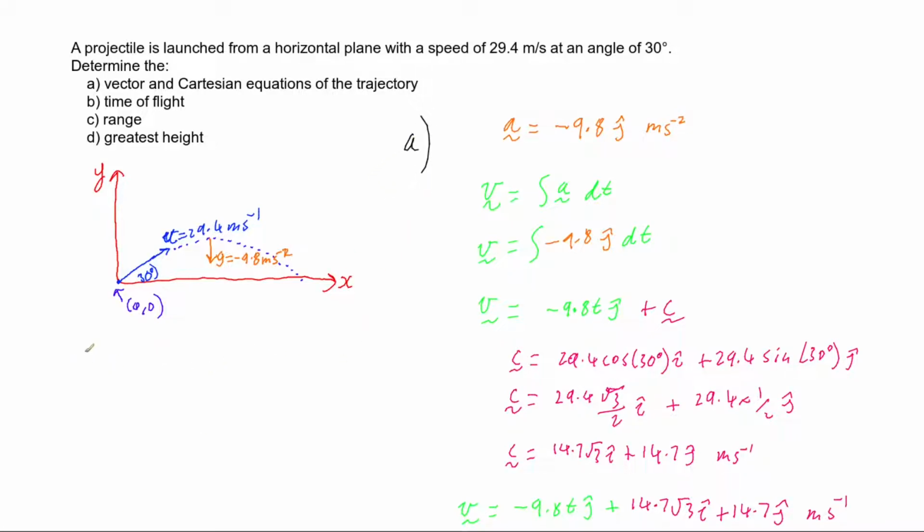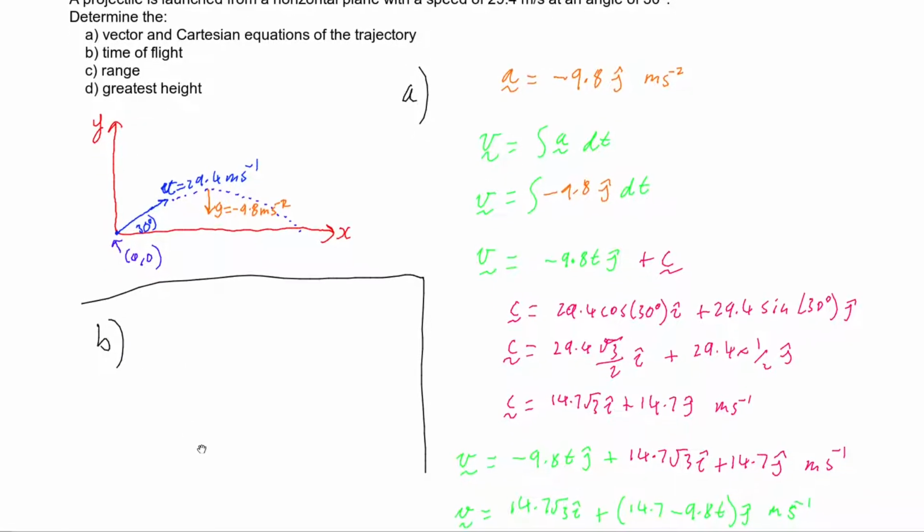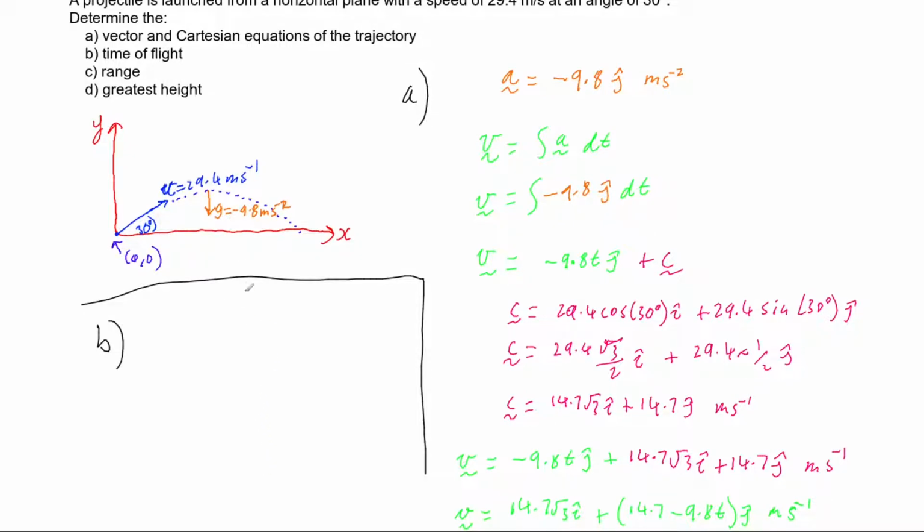So now that we've done part A, let's have a look at part B. Time of flight. Everything from here should be easy because now we've got our equations. So time of flight, we've got to think about when does the projectile return to the ground. So to get time of flight, we really want to know at what point does the projectile get there? What is the time when we get to the ground again?